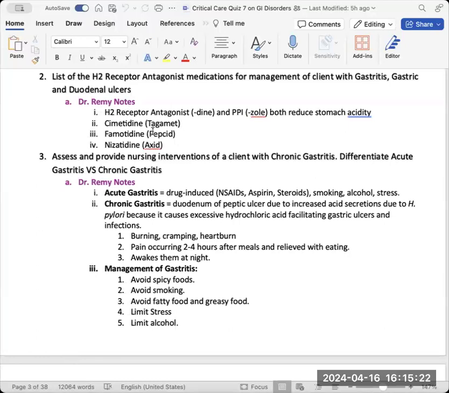Well, anything that ends in "dine." So cimetidine, famotidine, nizatidine, anything that ends in "dine," you're gonna know it's an H2 blocker. Whereas a PPI ends in "zole" or "prazole," like omeprazole, pantoprazole, things like that. But they both do the same thing. They both reduce stomach acidity. I just wanted to point that out.